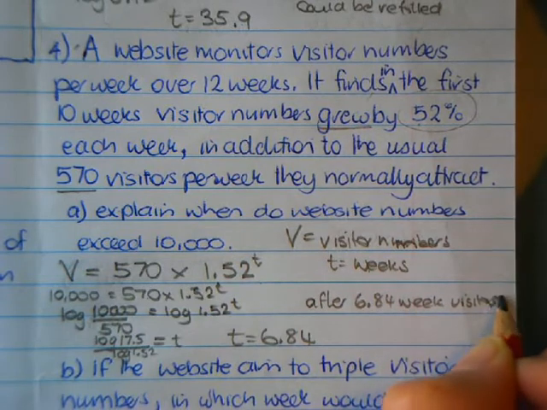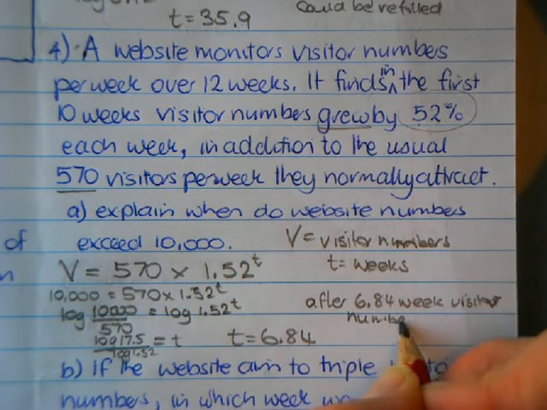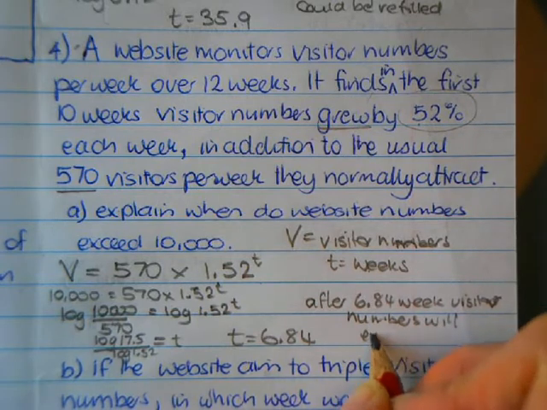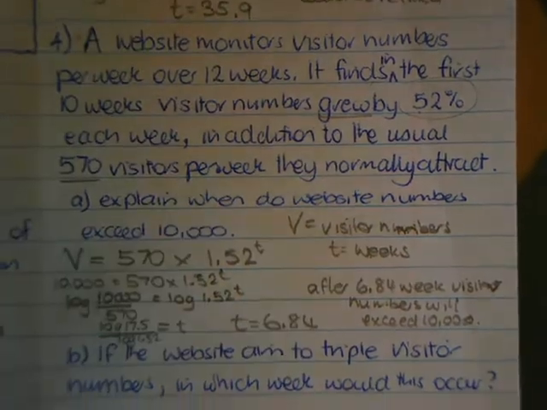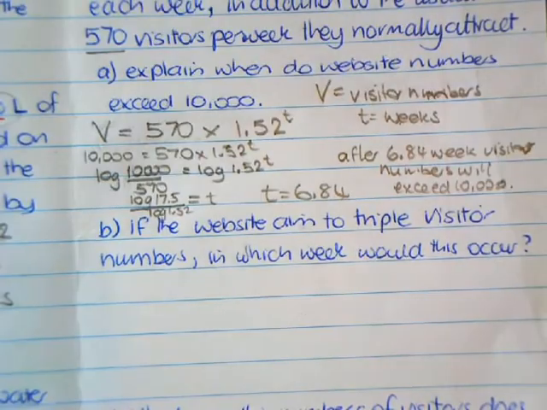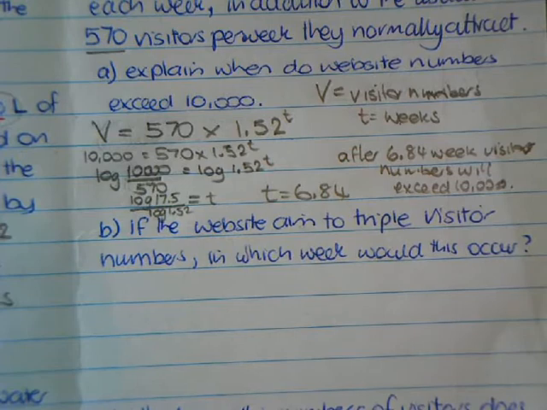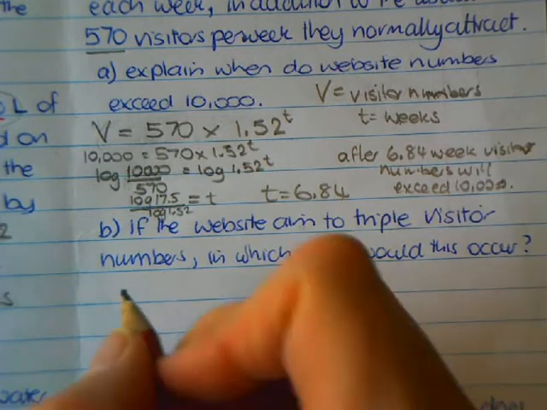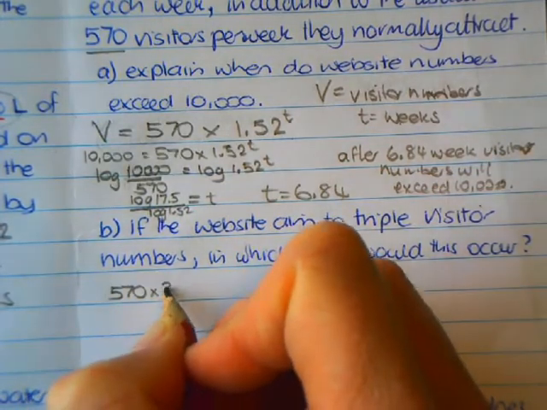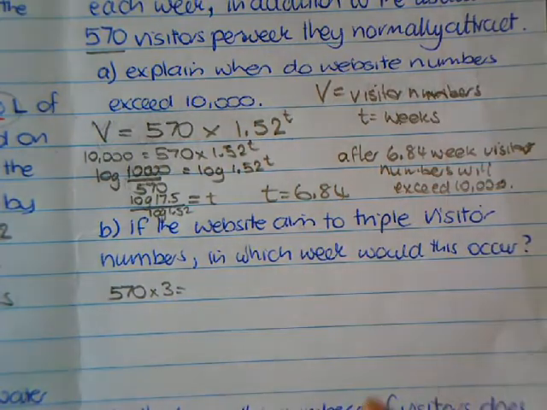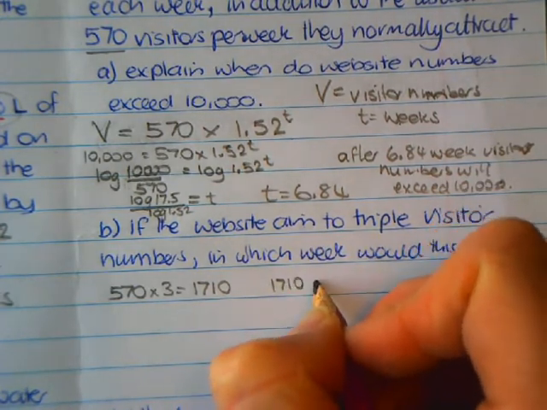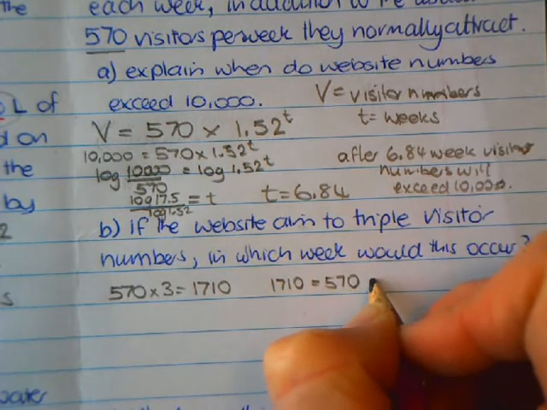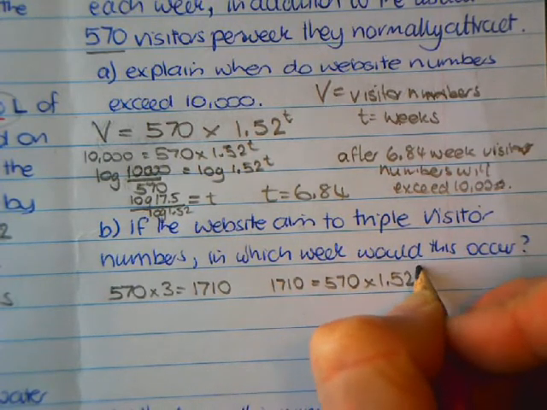What does that mean? t, remember, is in weeks. So after 6.84 weeks, and you could have said approximately 7 weeks, or in the 7th week, visitor numbers will exceed 10,000. Okay, now if the website aimed to triple their visitor numbers each week, which week would this occur in?